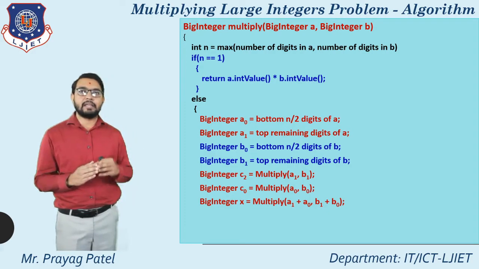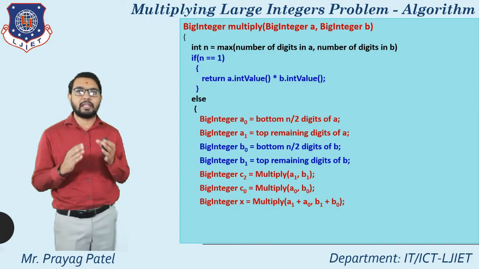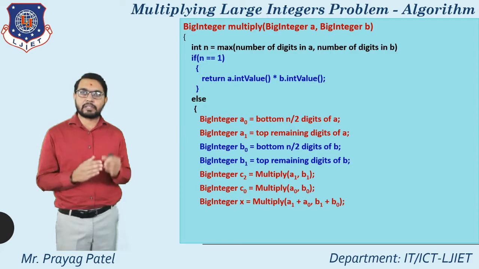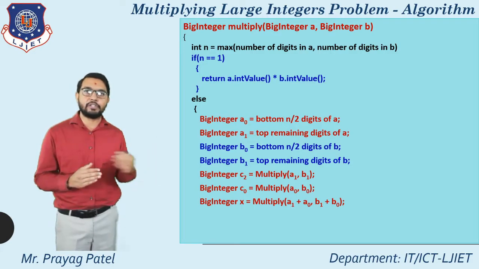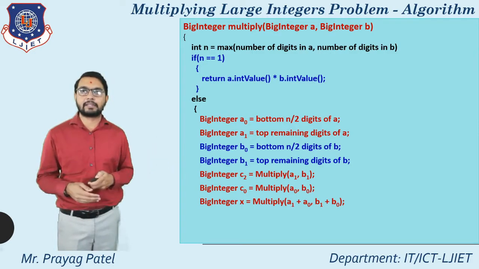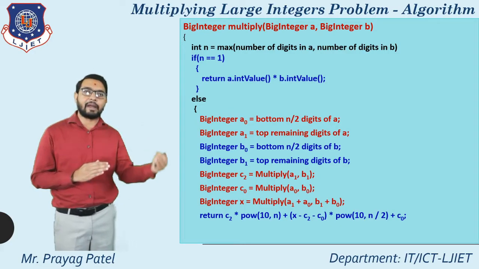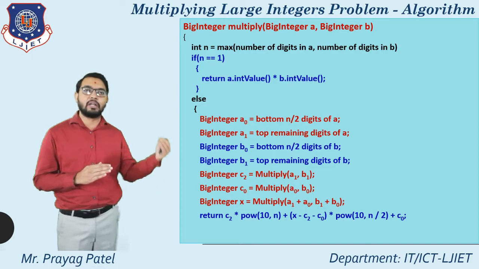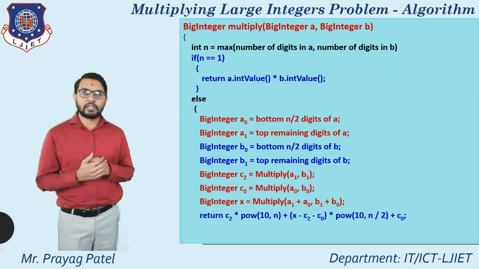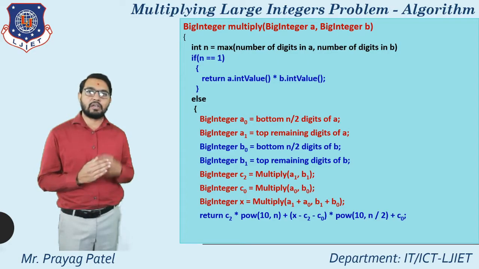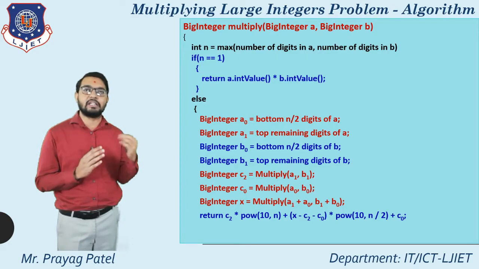Simply put, to find the C1 value, you first find the value of x, and the value of x is considered as (A1 plus A0) into (B1 plus B0). So find the value of x. After finding the value of x, you finally find the answer of the variable c. So what is the equation of c? C equals C2 times 10 raised to n, plus C1 times 10 raised to n by 2, plus C0.